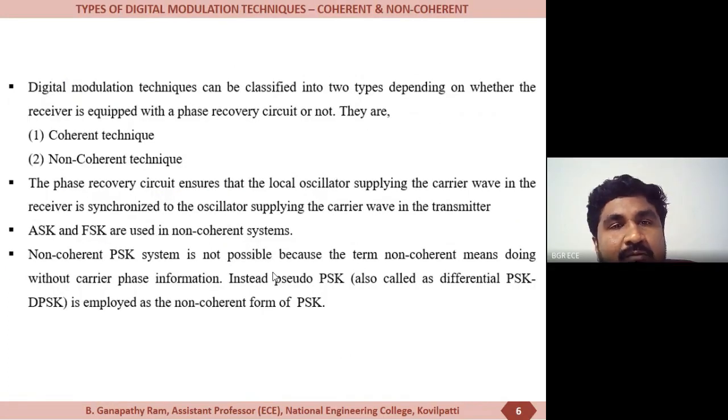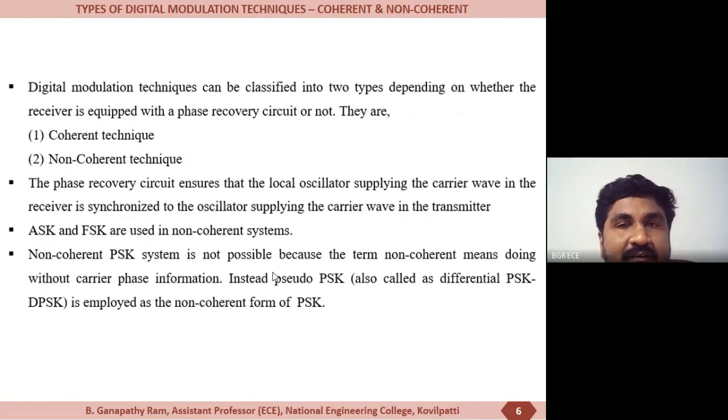Depending upon how the transmission and reception process is going to happen, and whether the similar properties of the transmitter are going to be reflected at the receiver side, we can categorize the digital modulation techniques into two different types. One is coherent technique and another one is non-coherent technique.